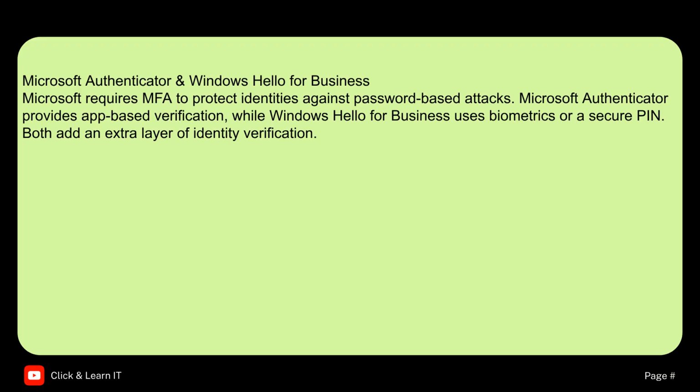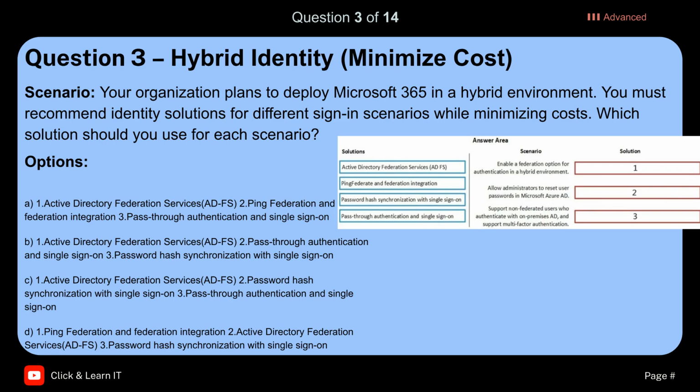Microsoft Authenticator and Windows Hello for Business are two primary MFA methods to protect against password-based attacks. Authenticator uses app-based verification, and Windows Hello uses biometrics or a PIN. Question 3 concerns hybrid identity solutions to minimize cost. You must match the best identity solution to each of the three given sign-in scenarios.